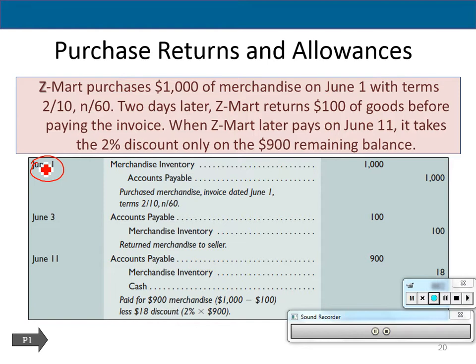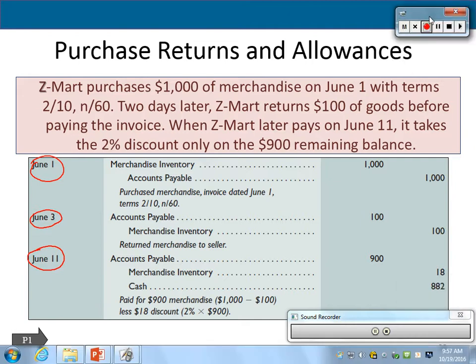Now, two days later on June 3rd, they returned how much worth of goods? $100. And so we are going to debit, or decrease, our accounts payable by $100, and we're also going to decrease our inventory by $100 because we're giving those items back, right? On June 11th, now they're ready to pay their bill, but when they pay their bill, they do not pay it based upon the $1,000. How do they pay their bill? Based on the 900 and using the discount. Based on the 900 that was left because we returned 100.